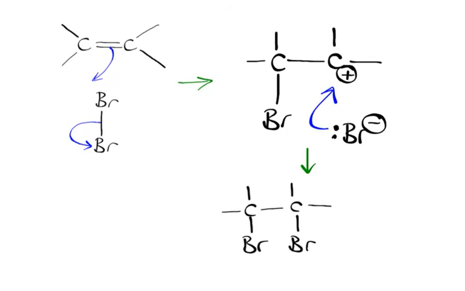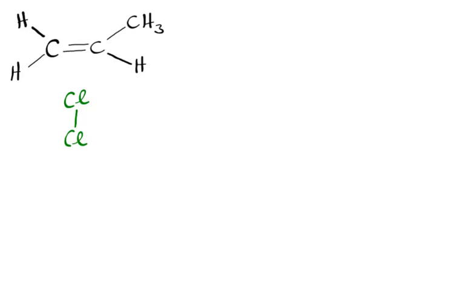Let's run through this mechanism with one from the notes. So this is the one with propene and chlorine. So there's our propene, and we'll draw our chlorine molecule like so. We can put the partial charges on. So the chlorine nearest the double bond will be electropositive, and this will receive a pair of electrons from the carbon-carbon double bond, and at the same time the chlorine-chlorine bond will break.